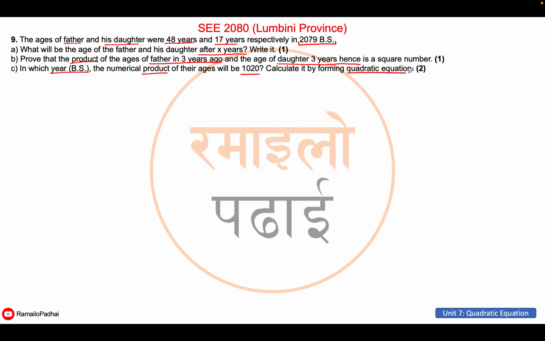So we will form a quadratic equation, and how will we approach this? We will find after x years their ages will be 1020, and if that x is negative, then it will be in the past, and if the value of x is positive, then it will be after some years, in the future. Okay, so without any delay, let's start the solution.